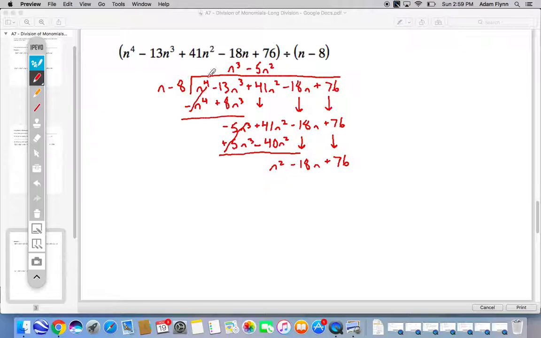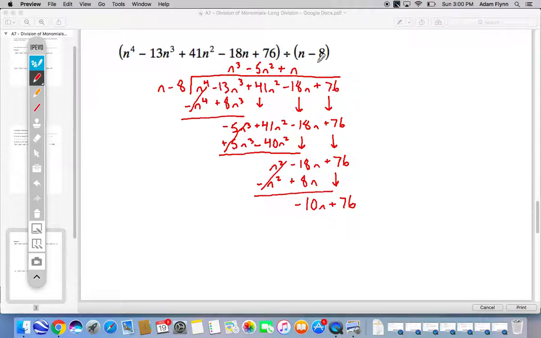So n squared divided by n is a positive n. So n times n is n squared. And negative 8 times n is negative 8n. So I have to switch my signs. Please don't forget to do that. N squareds cancel. I have negative 18n plus 8n, which is negative 10n. And I can bring down this plus 76.